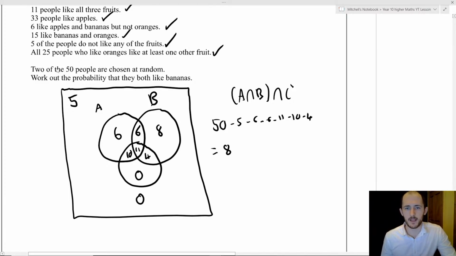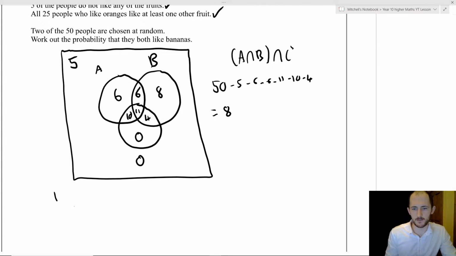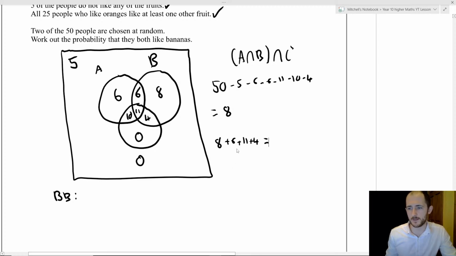It says here, 2 of the 50 people are chosen at random. Work out the probability they both like bananas. So, how many people in total like bananas? Well, we have 8 plus 6 plus 11 plus 4. Okay, so 6 plus 4, 10, 21, 29 people. So you have 29 out of the total 50. Multiplied by, we subtract 1 because they're not going to pick the same person twice, over 49.